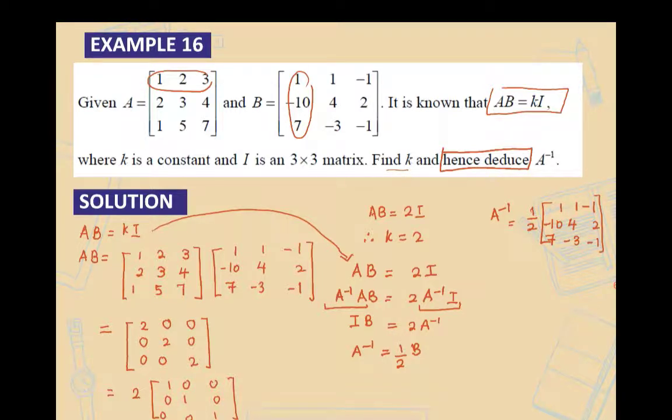Now we cannot leave our answer like this. We still have one operation not settled. We still have to multiply 1 over 2. So what are we going to get here? 1 over 2, 1 over 2 and negative 1 over 2. Next negative 5, 2, 1, followed by 7 over 2, negative 3 over 2 and negative 1 over 2. So this is A inverse.